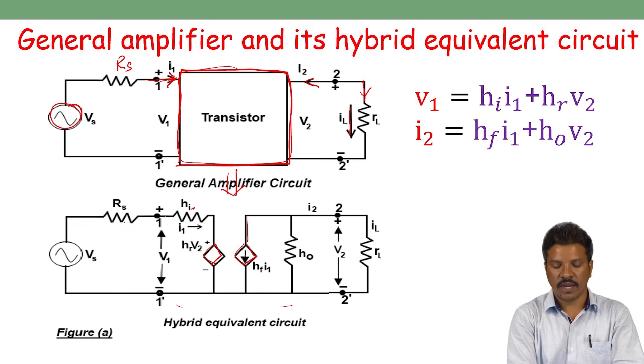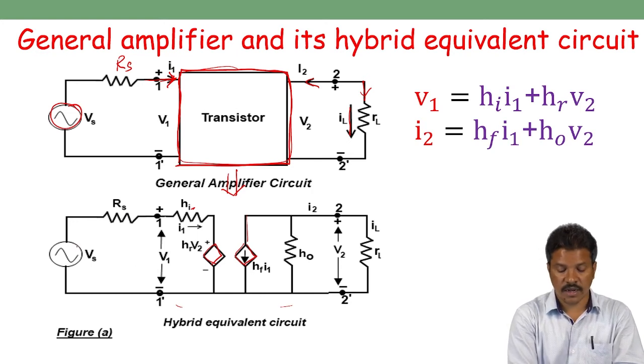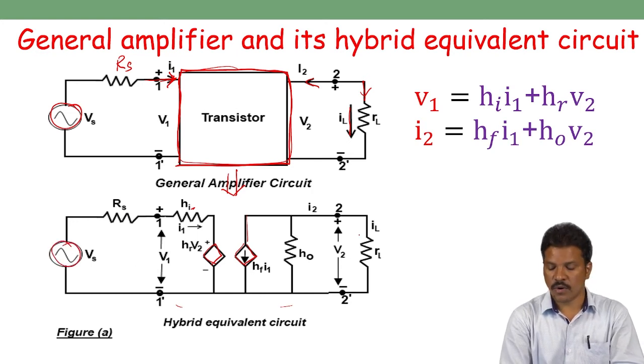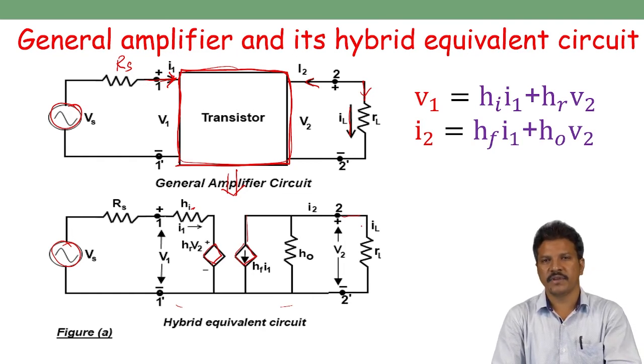And when we connect the extra resistor RS and voltage source here, and a load resistor across port 2, with port 1 connected to the source voltage and port 2 connected to the load resistor, it will become an equivalent circuit for a generalized amplifier.